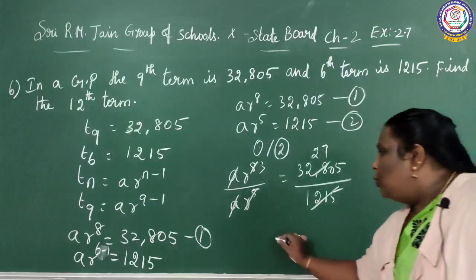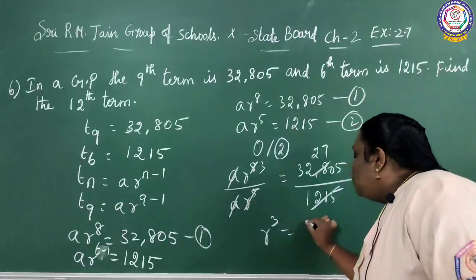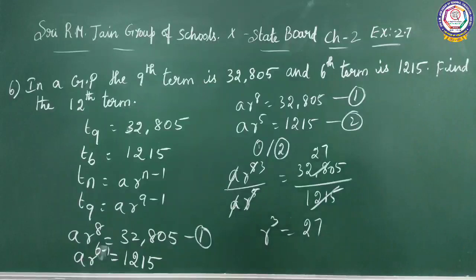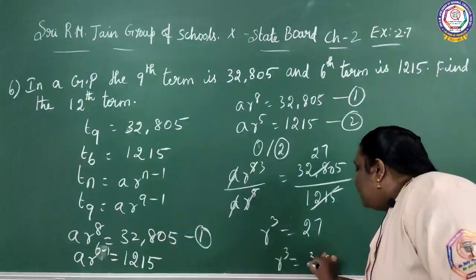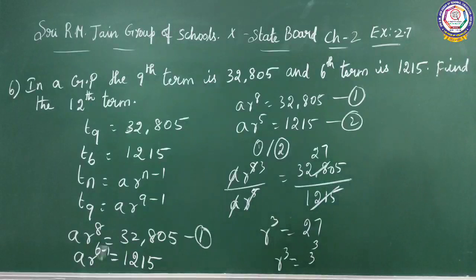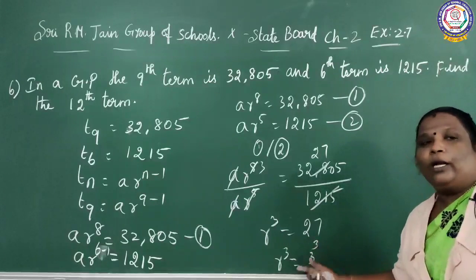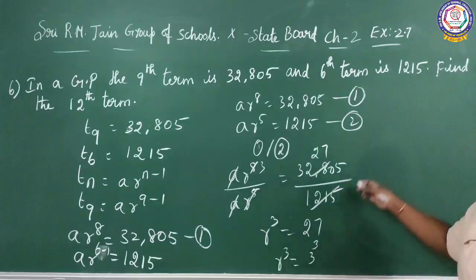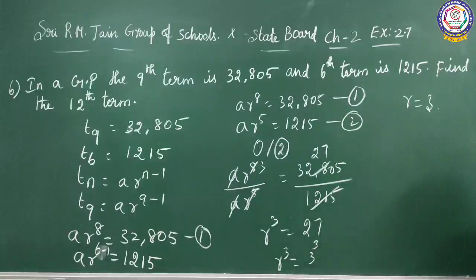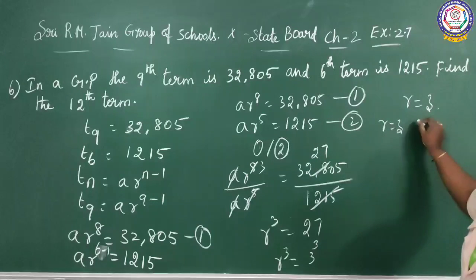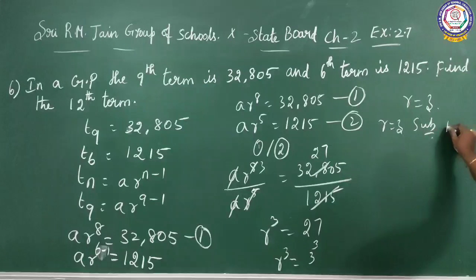So r cube equals 27. r cube equals 27 means what? 3 cube. So if the powers are equal, you can equate the base. What is the r value? r equals 3. r equals 3, you can substitute in the second equation.